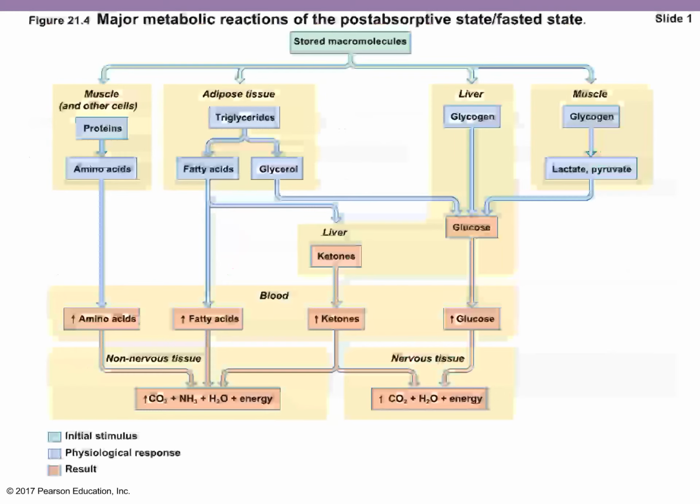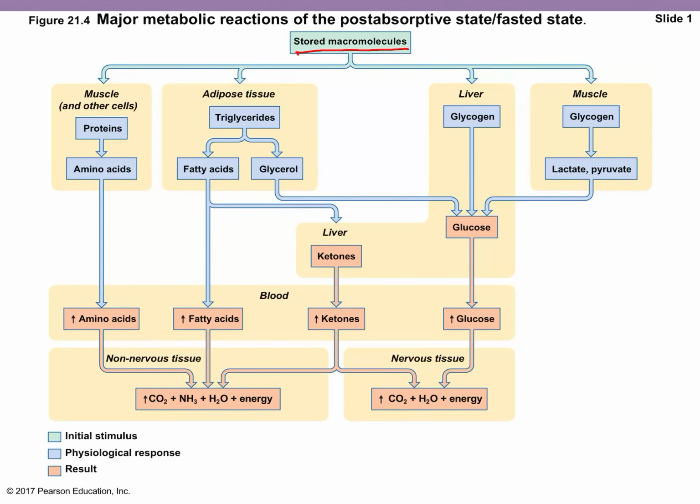Let's actually start looking at this flow chart. So here's our stored macromolecules. Okay, so let's take a look at muscle, right? So here's muscle. Muscle has its own glycogen. So when it's breaking down the glycogen into glucose, glucose is used in cellular respiration. So it can be broken down to pyruvate in glycolysis for cellular respiration, or if your muscles are working hard and you have anaerobic respiration, then it can be formed into lactate.